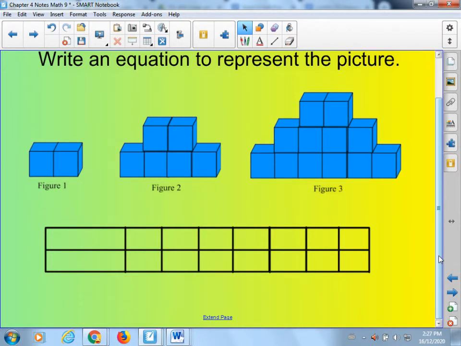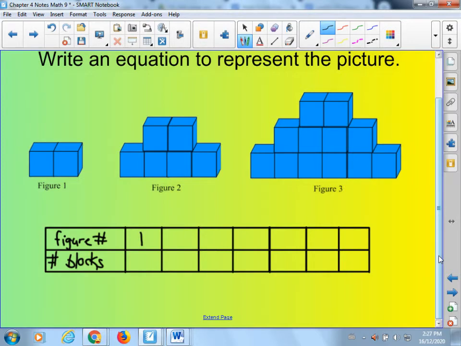So I'm going to say that in my table, this is the figure number, and this is how many blocks are in each of them. So in figure one, I have 2 blocks. In the second one, I have 1, 2, 3, 4, 5, 6 blocks. And in the third, I have 1, 2, 3, 4, 5, 6, 7, 8, 9, 10, 11, 12 blocks. Okay? Now I need to figure out what I am doing each time to get an equation.